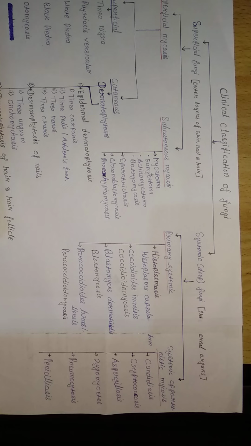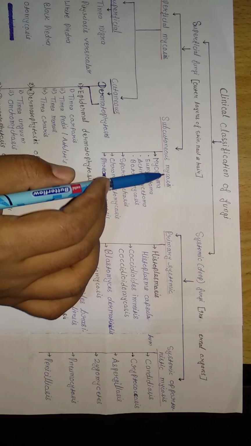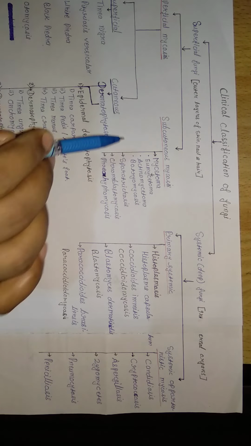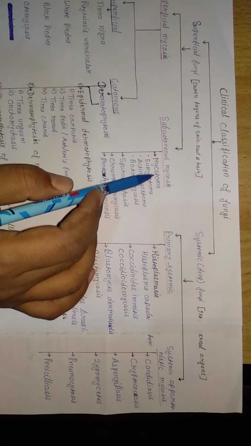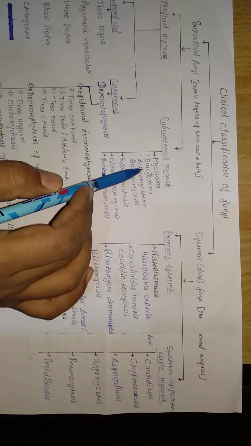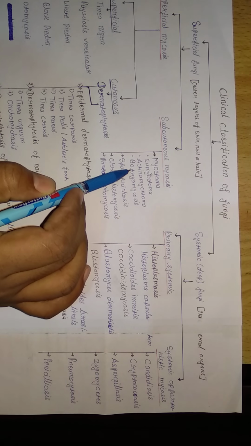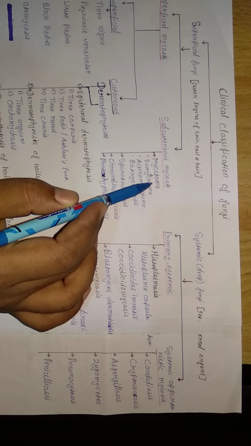Subcutaneous means the infection which occurs in the skin, subcutaneous tissue, and some other underlying tissue and organs of our body. That is called the subcutaneous mycosis. Subcutaneous means below the superficial fungal infection. Mycetoma is further divided into three types: eumycetoma, actinomycetoma, and botryomycosis. These are the types of mycetoma.